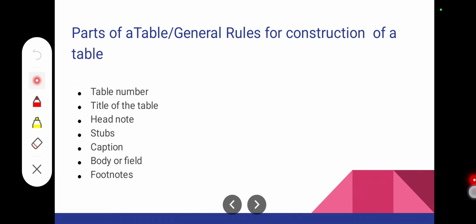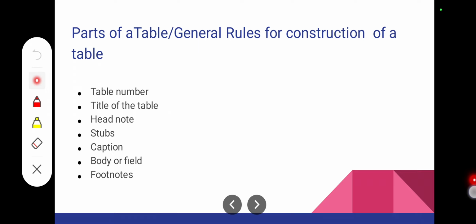We have rows and columns in the table, then the title of the row is stub, and the title of the column is caption. In exams, in a 2 mark question, if the question comes what is the stub and what is the caption, then you simply have to tell that the title of the row is stub and the title of the column is caption.